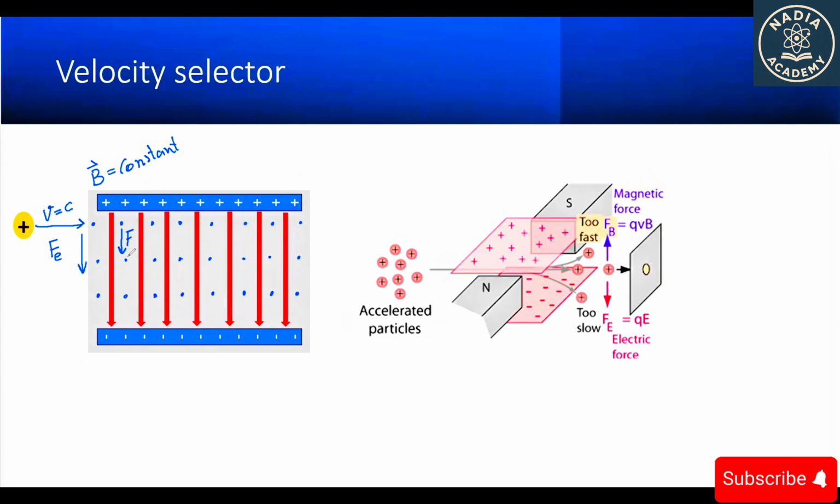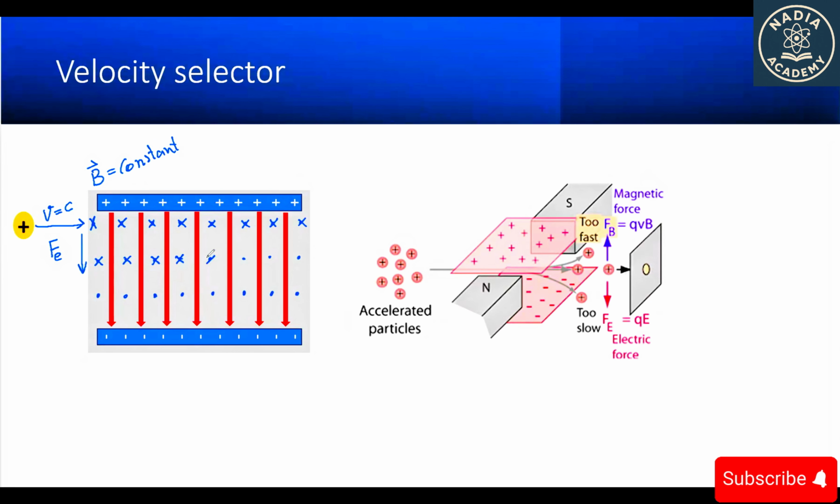This is what we do not want in a velocity selector. What we want is actually the force opposite to the electric field force. So what we need to do is change the direction of our magnetic field. It should be into the plane. I intentionally did this just to remind you of the direction of the magnetic field force.